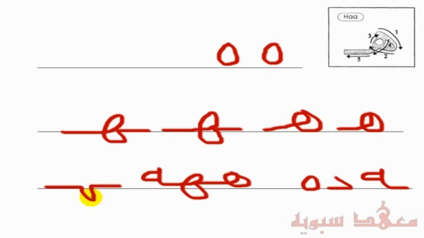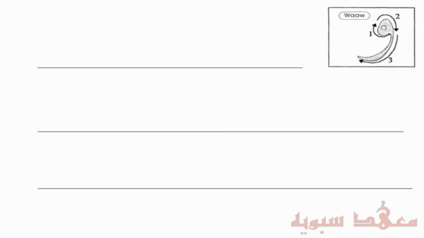Okay, next letter, the waw. The waw is quite simple. You start from about here, and just go like that. Once again, I'll do it. So like that. So in the beginning of a word, it just does that, and that's it. And you can't join it to the next letter. It's isolated from the next letter.